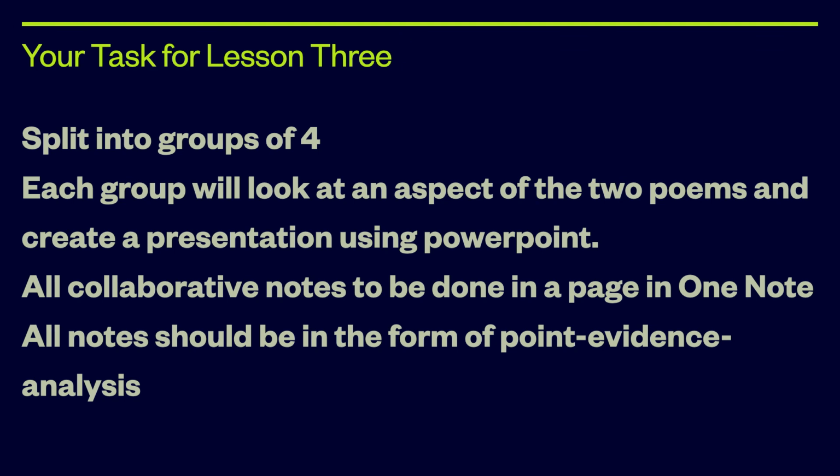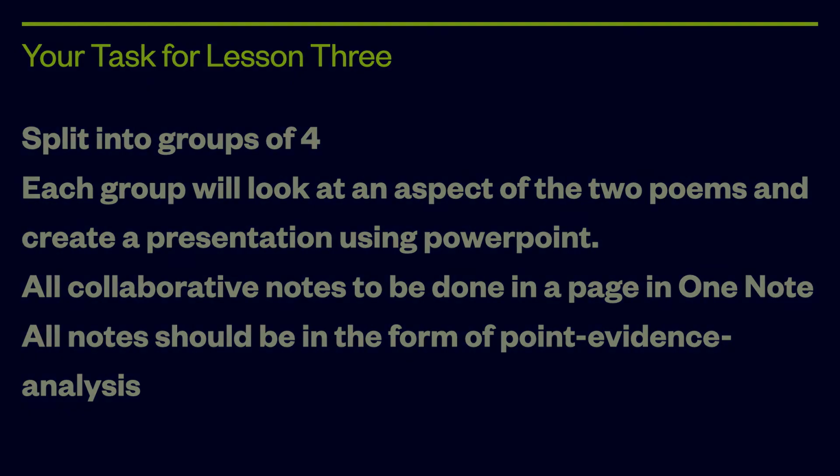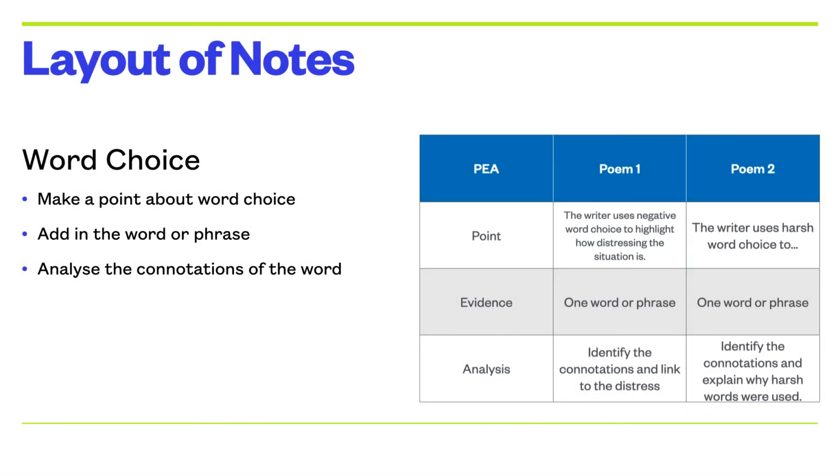Okay, and so you'd have 4 of them, and each person does their image that they're looking at, or their 2 images because it's 2 poems, and then they're going to make a point, support it with the evidence, and then analysis. And you can lay out your notes in different ways. So you could have it as a table, or you could just have it as a PowerPoint slide with just writing. It's up to how your group want to do it.